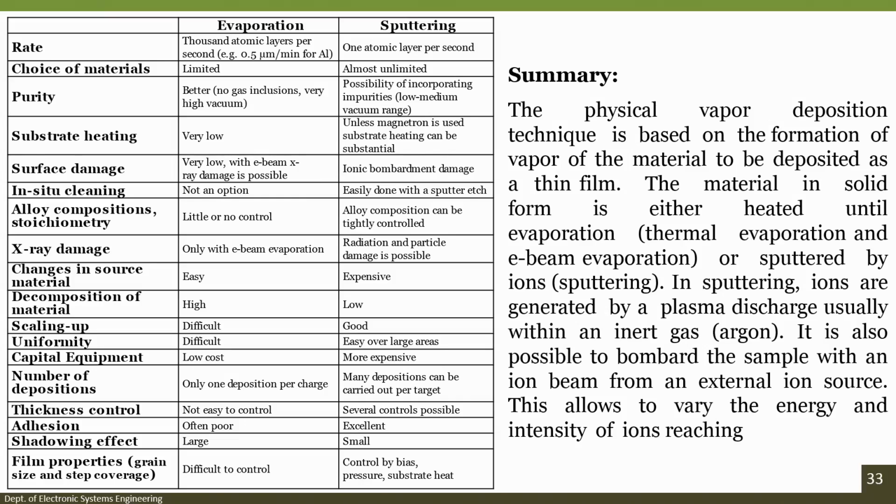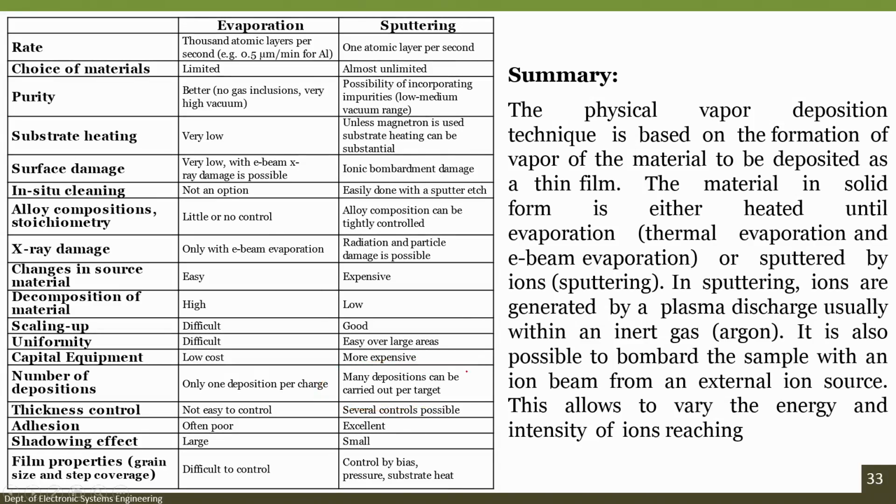Alloy composition: little or no control in evaporation, while in sputtering you can deposit alloys. Finally, X-ray damage is there in E-beam; in sputtering, radiation and particle damage is possible, but not because of X-rays. Source material is easy to obtain but expensive, as we already have discussed. Decomposition of material is low in case of sputtering. Scaling up is very good, while it is difficult in case of evaporation. Uniformity also is difficult in evaporation compared to sputtering, because sputtering can be used to cover large substrate areas. Number of depositions: only one deposition per charge in evaporation, while in sputtering there can be many depositions.